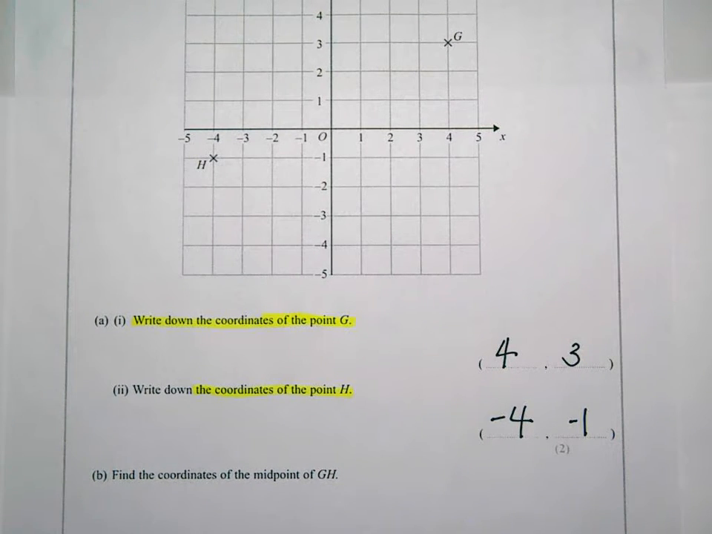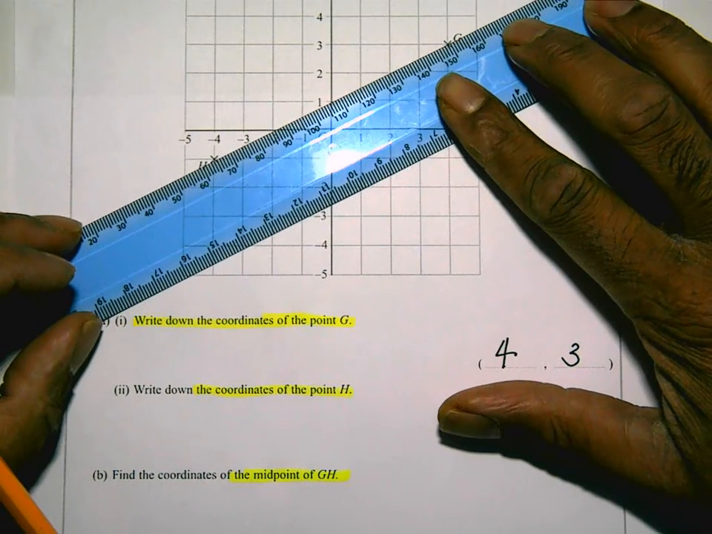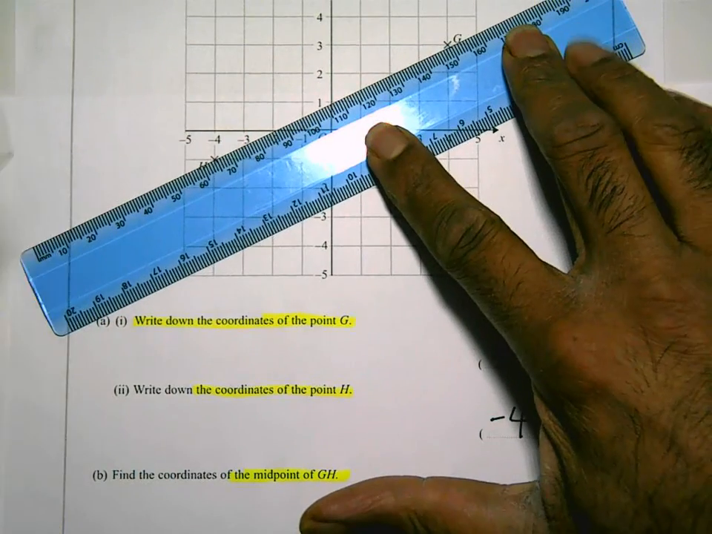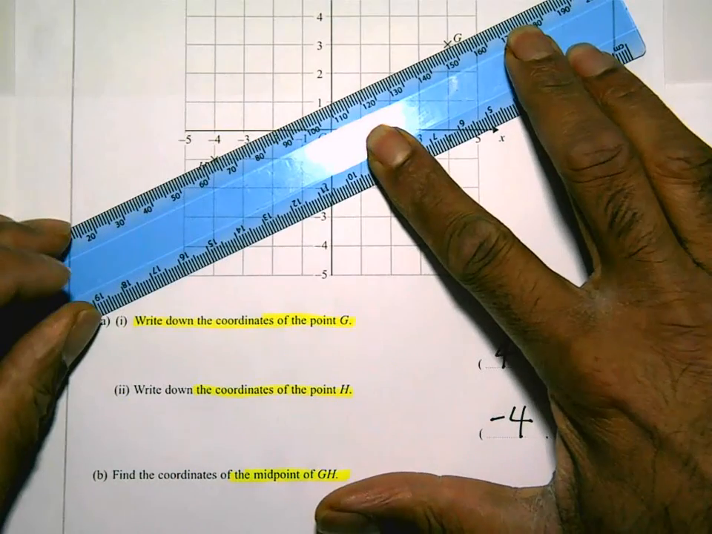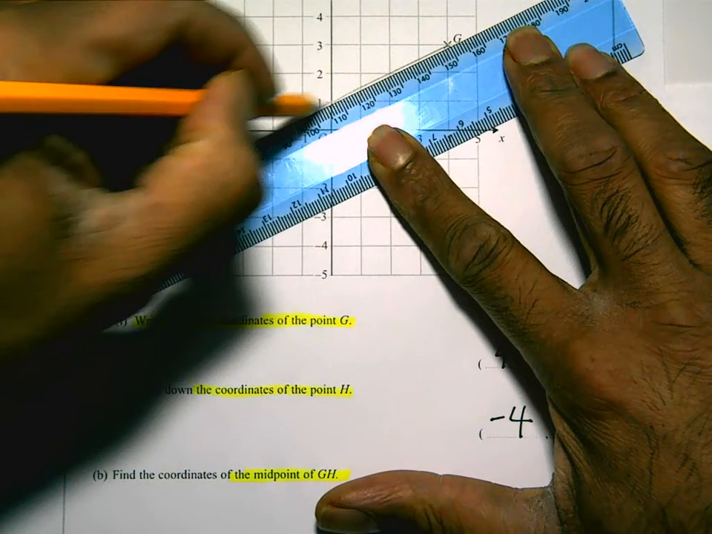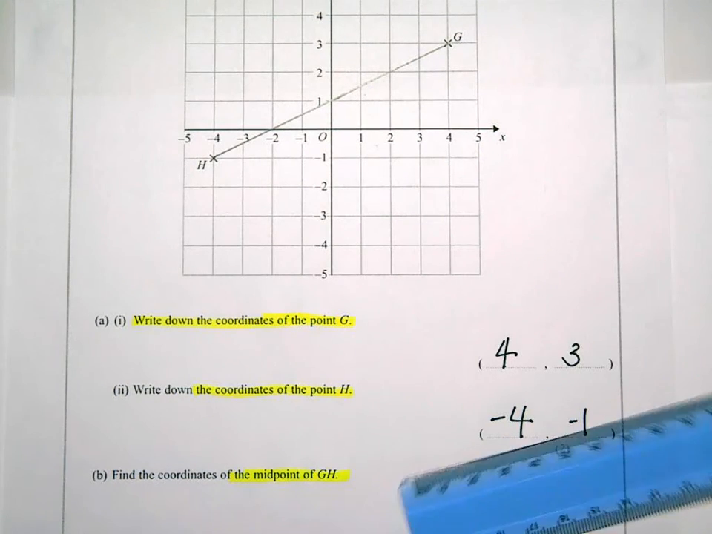In part B, which is worth 2 marks, and it's a pretty common question actually. Find the coordinates of the midpoint of GH. Now GH is the line connecting G and H, and I'm actually going to draw that line connecting G and H. There it is. I'm going to try to be as accurate as possible because that's going to help me find the midpoint. Okay, so there is that.